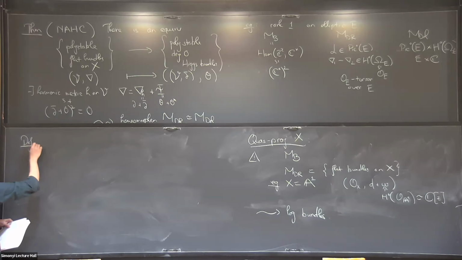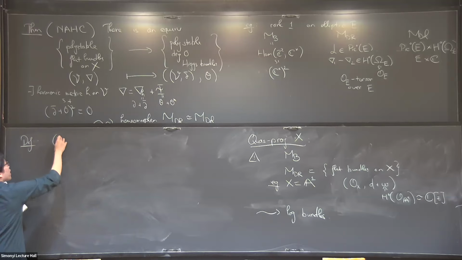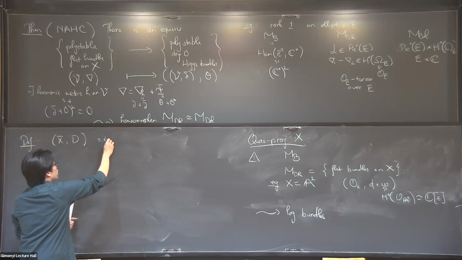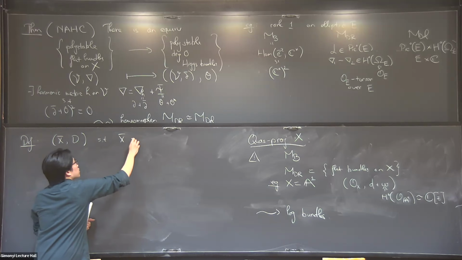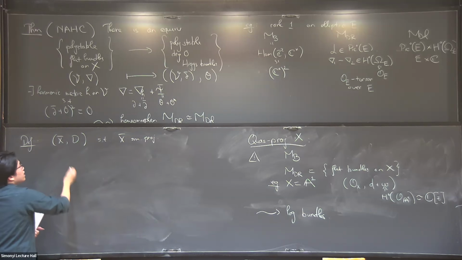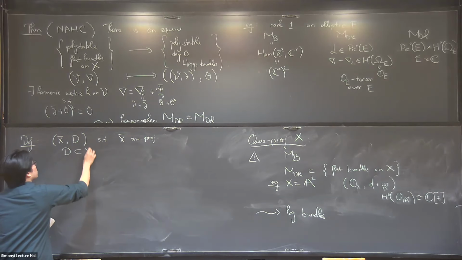Definition. A log smooth variety for me will be a pair X bar and D, such that X bar is a smooth projective variety, and D is a simple normal crossing divisor inside of X bar.